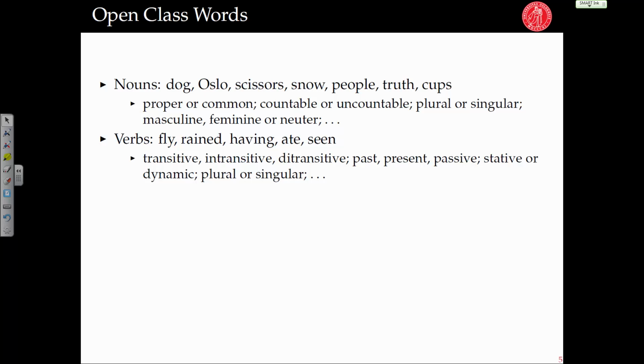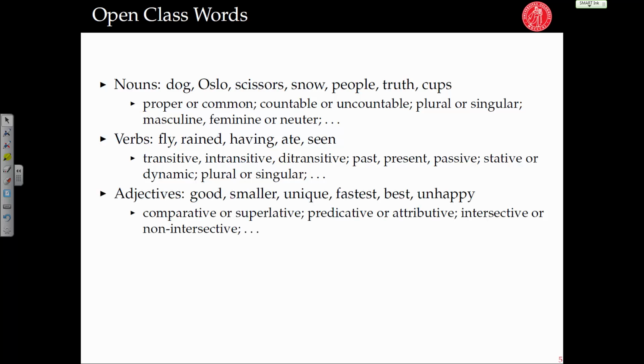Verbs. So nouns are naming things, places, institutions, etc. Verbs are describing actions and activity. So fly, rained, having, seen, etc. And again, here we can make further distinctions. So we have transitive, intransitive, and ditransitive verbs. Transitive verbs are the verbs that select for an object. Intransitive verbs don't require an object. Ditransitive verbs require a direct object, an indirect object, etc. And we can also distinguish between them based on the tense, etc.